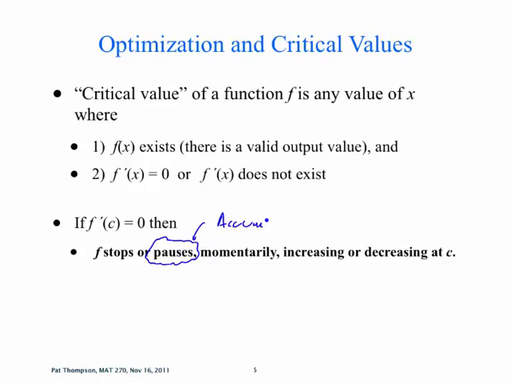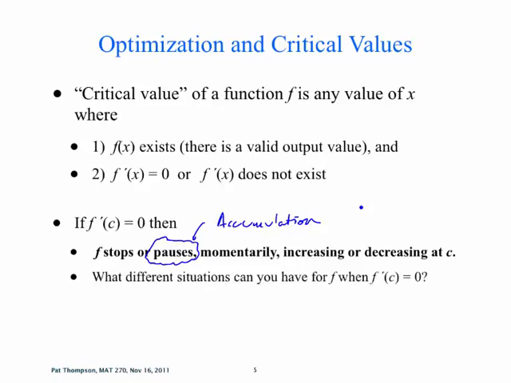Accumulation pauses for a moment. Okay? And that makes sense because 0 means the rate of change is 0. It's not changing. Okay, so what different situations can we have for a pause, for the first derivative equal to 0? Okay, what different situations can we have? So that's what we want to look at.